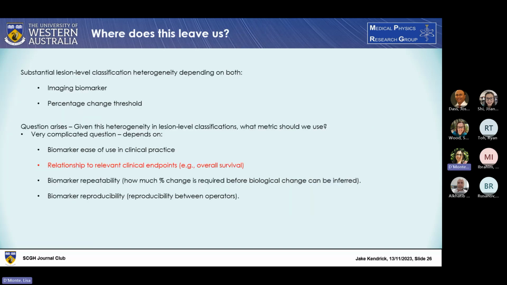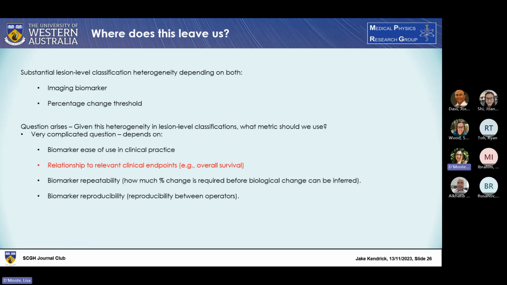So where does this leave us? We have substantial lesion level classification heterogeneity, right? Depending on the imaging biomarker that you choose to analyze response at the lesion level. And this obviously sort of brings forth an important question. Well, what metric should we actually use? Now, in my view, this is a very complicated question that depends on lots and lots of different factors. So this study doesn't attempt to definitively address this question by any stretch. But it does attempt to make a step towards answering this question.